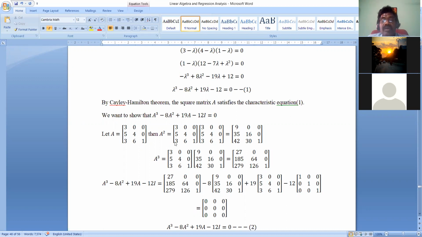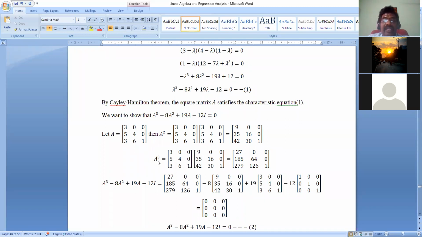Next, by using the third row, we have to multiply with all the columns of the second matrix. 3 3s are 9, 9 plus 30 plus 3, 42. 3 zeros are 0, 6 4s are 24, 1 6 are 6, 24 plus 6, 30. Next 3 into 0, 6 into 0 plus 1 into 1, that is 1. So this is A square.